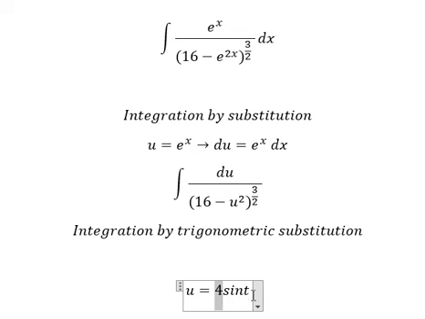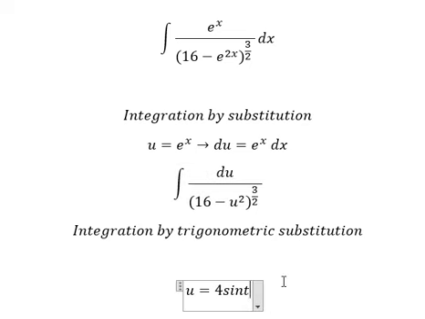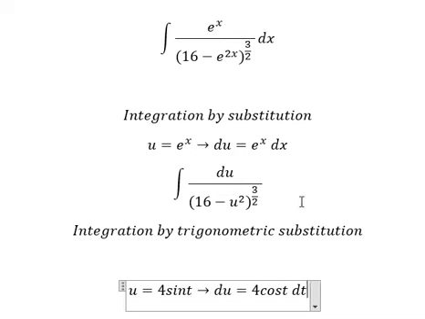1 minus sine t squared, we change to cosine t squared, and later we simplify the power 3 over 2. Next, we can take the first derivative of both sides, and we have du equals 4 cosine t dt.